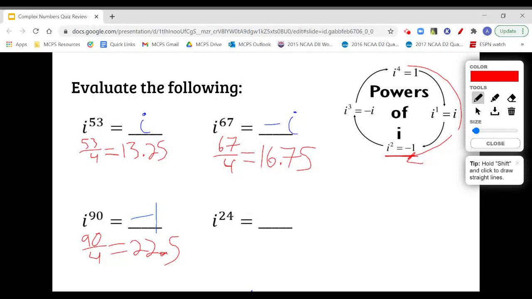Okay. And then the very last thing here is we have i to the 24th. So I'm going to divide 24 by 4, and that gives me an answer of 6. If you'll notice, there is no decimal there. That means that from the beginning, I take 6 full cycles, 6 complete cycles. I end here, and I don't have any further to go. So since this is a perfect multiple of 4, i to the 24 is equivalent to i to the 4. My solution, or my simplified version of this, is 1.